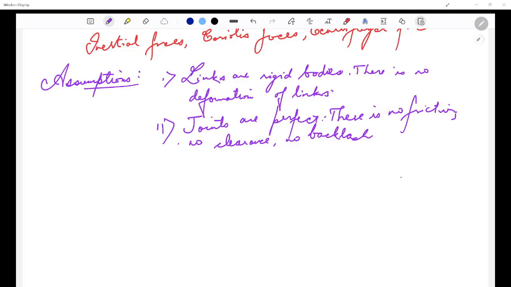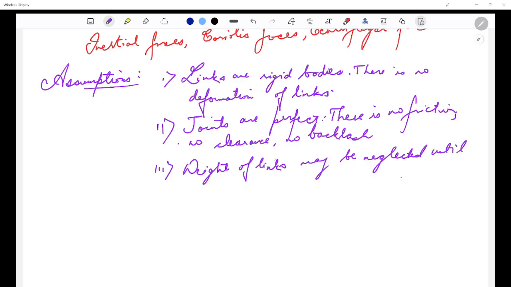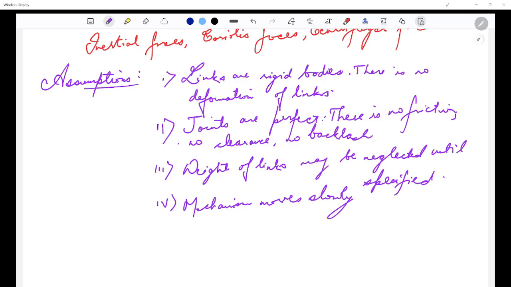The third assumption is weight of links may be neglected until specified. And the other assumption is that mechanism moves slowly. Therefore, inertial effects are negligible.